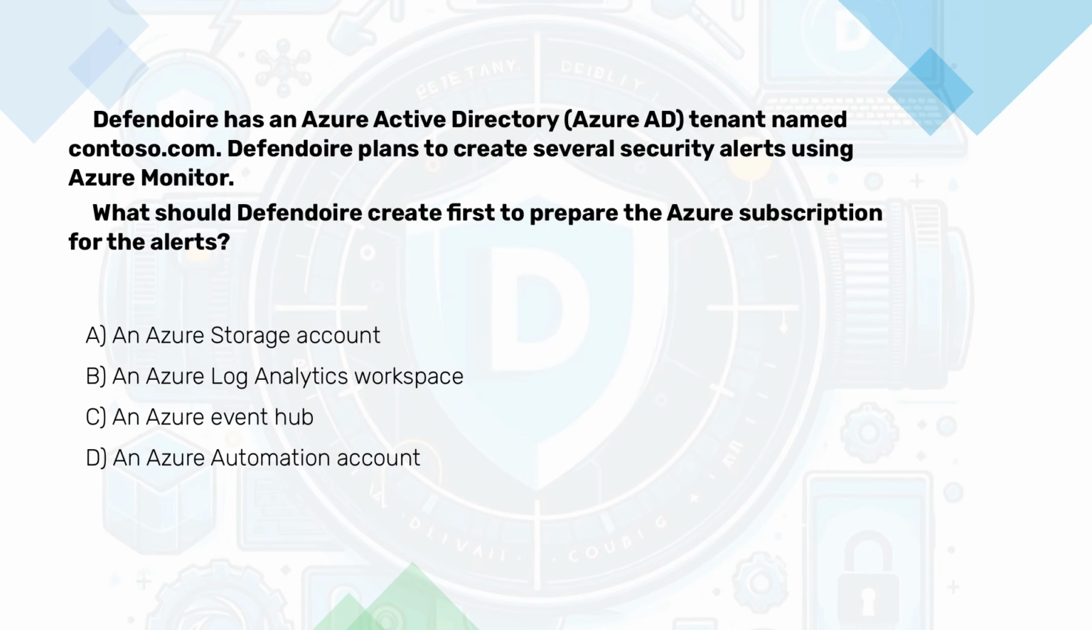We have an Azure Active Directory tenant. We plan to create several security alerts using Azure Monitor. What should we create first to prepare the Azure subscription for the alerts? A. An Azure Storage account. B. An Azure Log Analytics workspace. C. An Azure Event Hub. D. An Azure Automation account. Okay, now pause the video here, have a bit of think, and then continue when you are ready.